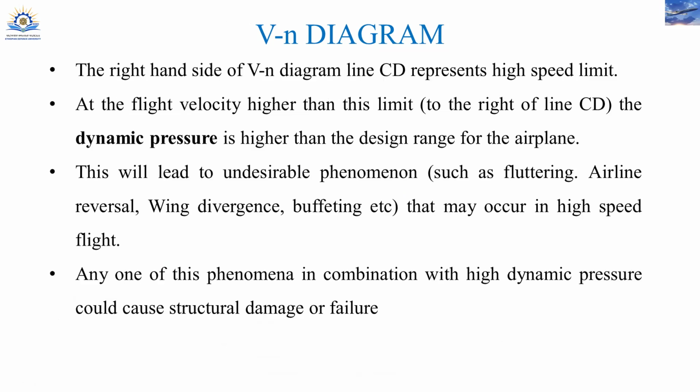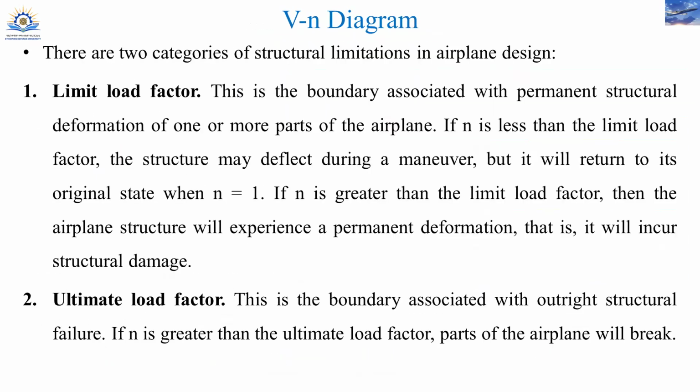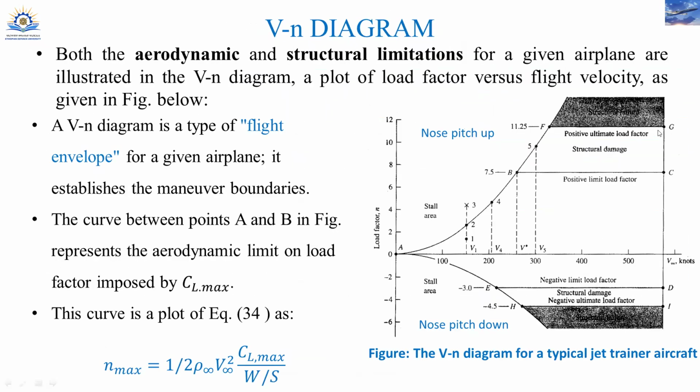In the Venn diagram, line CD represents high speed limit. CD means which line? You can see CD from here. Look, line C is here, D is here. This region, C to D is our velocity boundary. Velocity will not exceed that point. Okay, so if we exceed, it immediately causes structural damage, because the flight will become unstable.